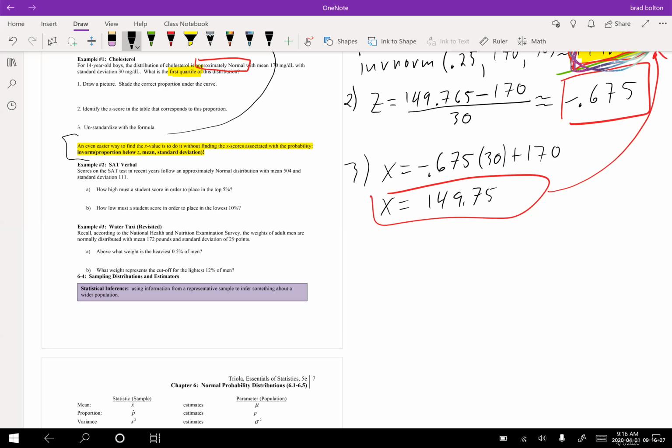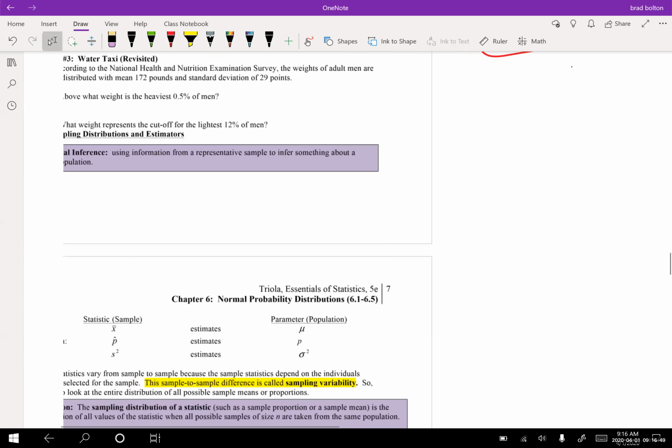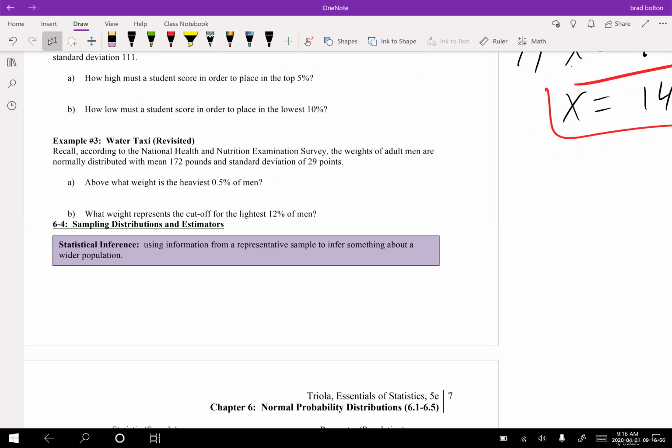Okay, let's look at this next one. It says the scores on the SAT test in recent years follow an approximately normal distribution with a mean of 504 and a standard deviation of 111. Okay, well, this sounds pretty straightforward. Let me see, maybe I can make this bigger and write in there a little bit. Oh, I see what happened. The PDF kind of messed up. Sorry about that, guys. It's going to be a little bit cramped for part B.